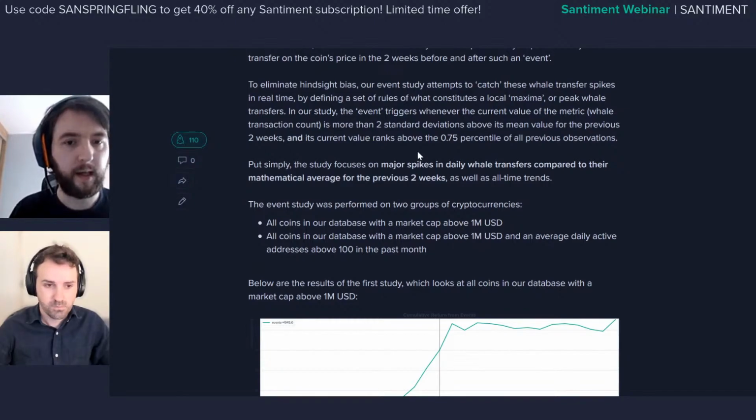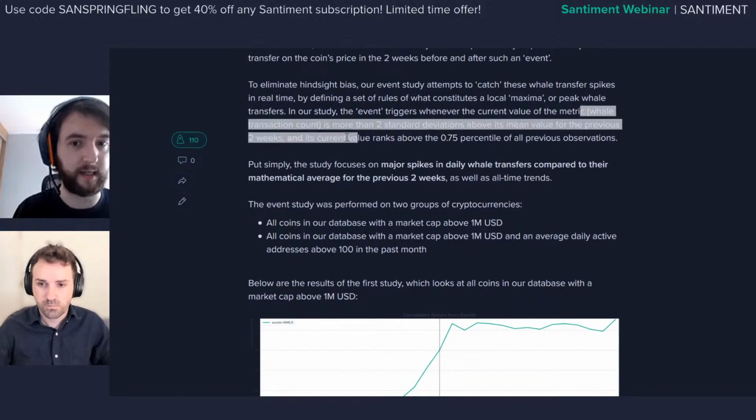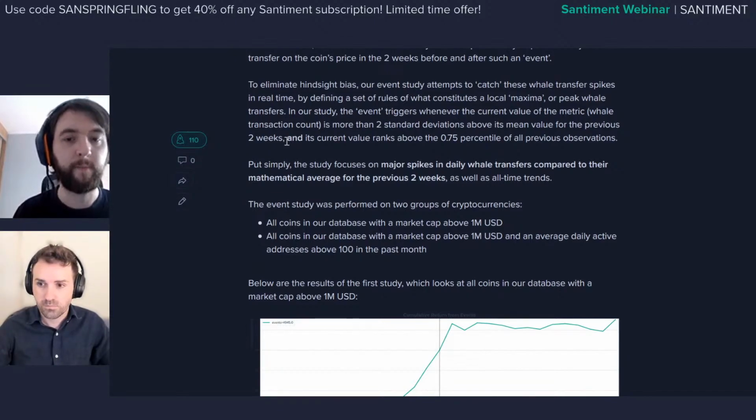So we've defined the event which our backtest is going to revolve around. The event is whenever the current value of the metric, in this case whale transaction count, rises more than 2 standard deviations above its mean value for the previous 2 weeks, and I'll explain what that means in a minute, and anytime that its current value ranks above the 0.75 percentile of all previous observations.